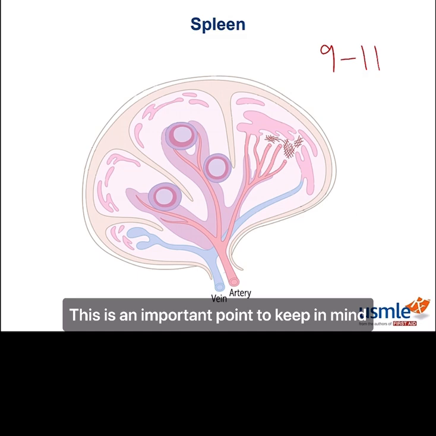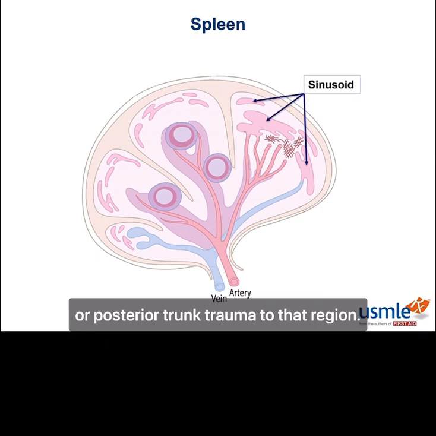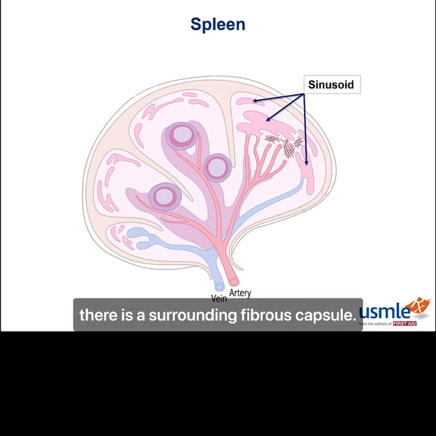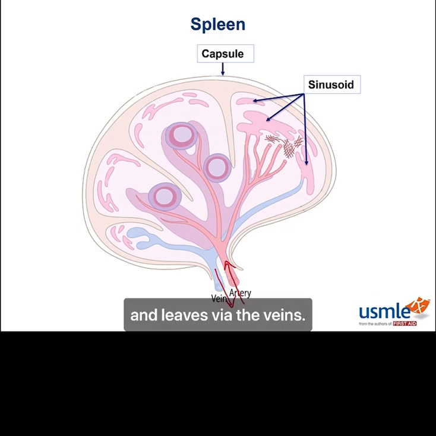This is an important point to keep in mind if you ever have a patient that shows up with some sort of abdominal or posterior trunk trauma to that region. The spleen is broken down into sections of sinusoids. Just like lymph nodes, there is a surrounding fibrous capsule. Blood filters into the spleen via arteries and leaves via the veins.